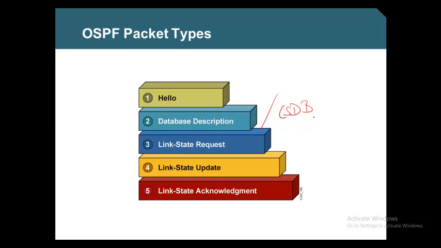The reason why OSPF is designed like that is to reduce the size of the OSPF update. So packet type 2 we call here DBD, database description. Type 3 is LSR, link state request.